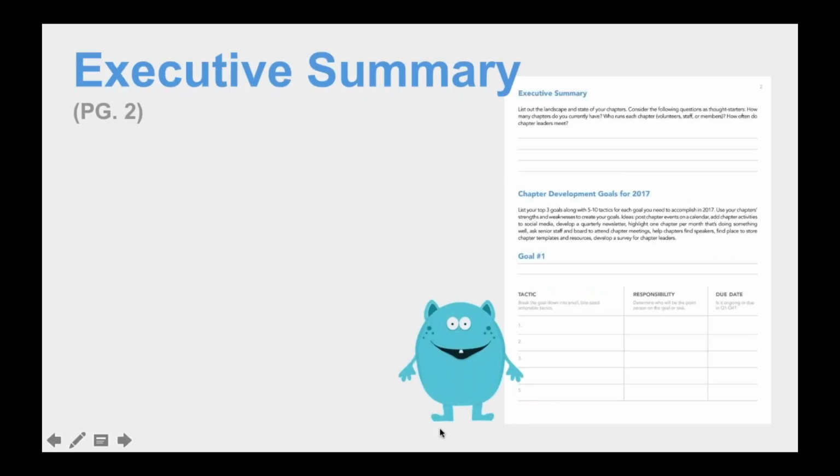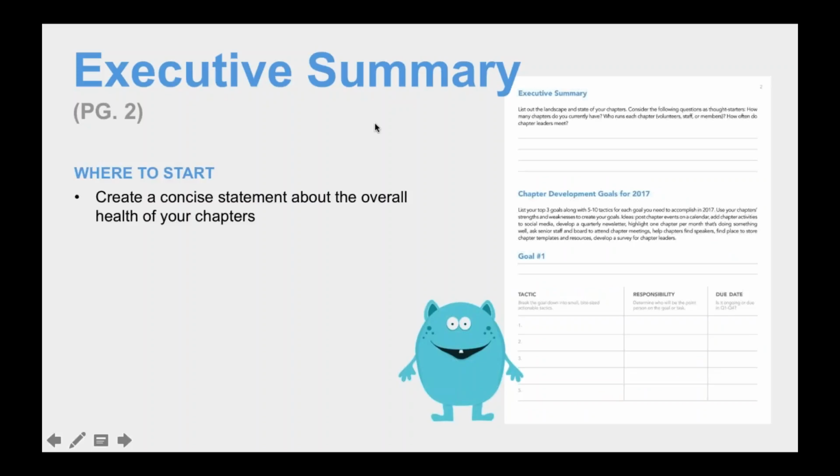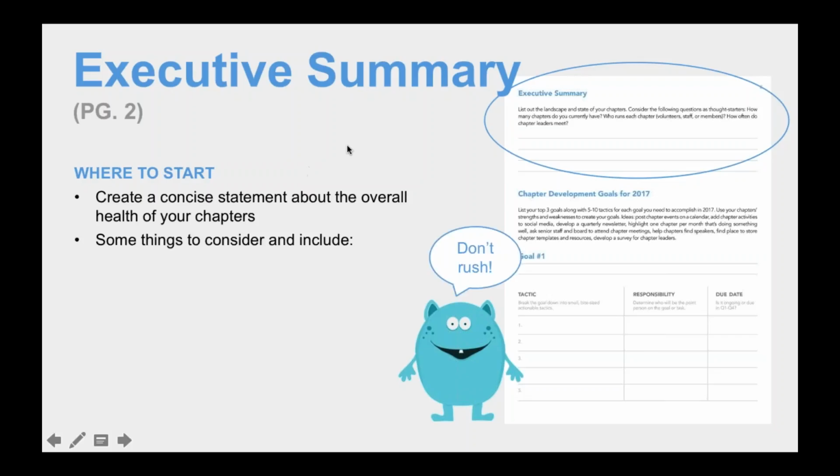So the executive summary. What we're going to do real quick, and this is where we're going to start, is I want you to create a concise statement about the overall health of your chapters. We're going to dive in and get into the weeds a little bit, and we'll come back to this, but I want you to see where you start, and then we'll see where you end. So create a concise statement about the overall health of your chapters. How are they doing? That's at the top of page 2.